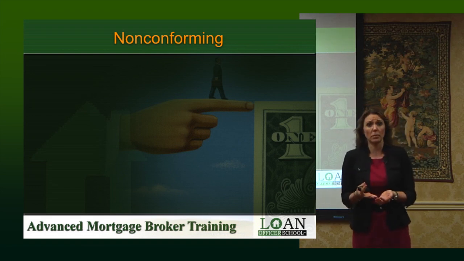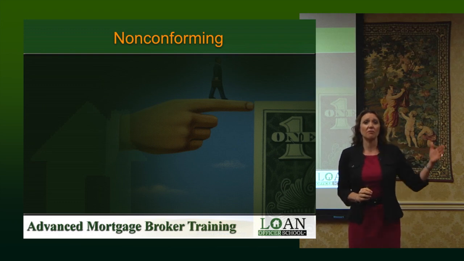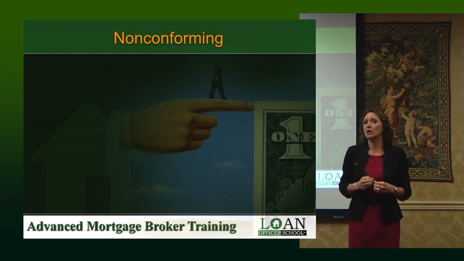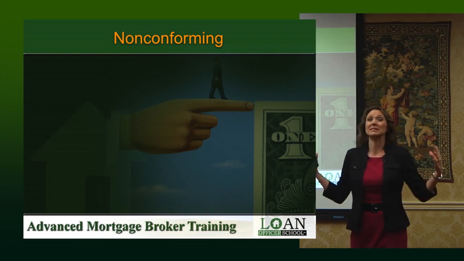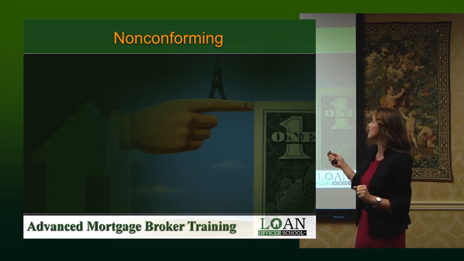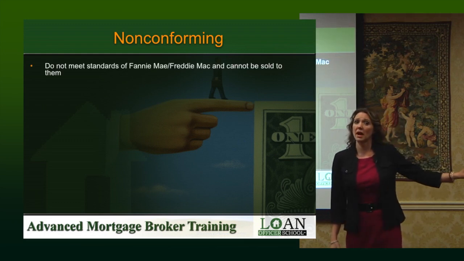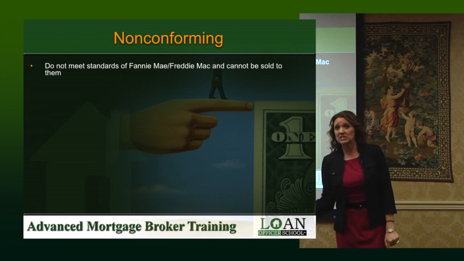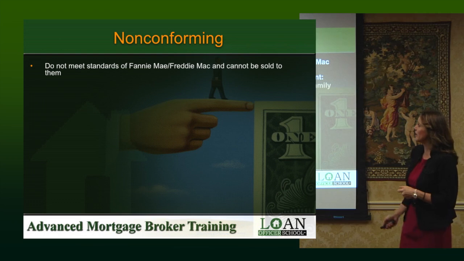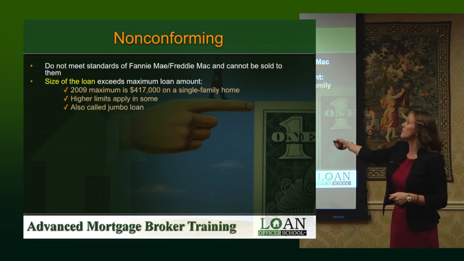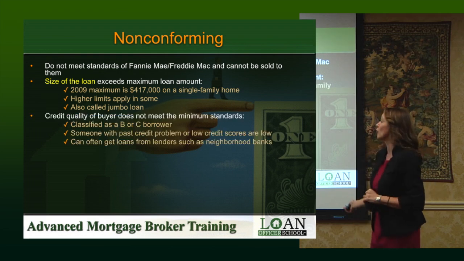Now, non-conforming loans we talked about earlier. Non-conforming is like a jumbo loan. In order to be conforming, you have to fit Fannie Mae, Freddie Mac guidelines and have a loan amount of $417,000 or less. If you are outside of either of those categories, then you are going to be considered non-conforming. So if your loan meets Fannie Mae, Freddie Mac guidelines, but it's over $417,000, you're still going to be a non-conforming loan. It does not meet the standards of Fannie and Freddie, the size of the limits. Again, some areas have higher limits, but for sake of the exam, 417 is the cutoff for conforming.